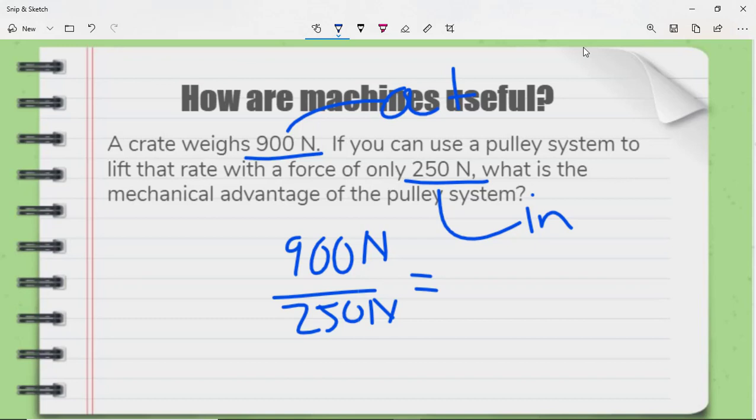And what we end up with is an efficiency of 3.6, meaning that the efficiency of the device is 3.6 times that of what we would normally have to put in. If a crate weighs 900 newtons, normally we're going to have to put in 900 newtons in order to get that. But because we only have to put in 250 newtons, we're 3.6 times more efficient, or have a 3.6 times greater mechanical advantage by utilizing the simple machine.